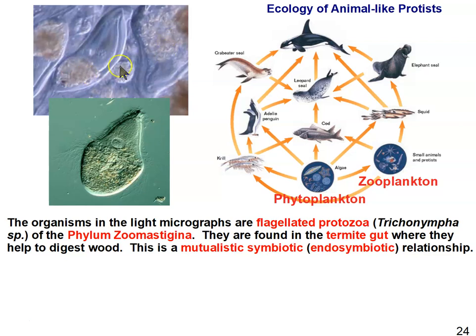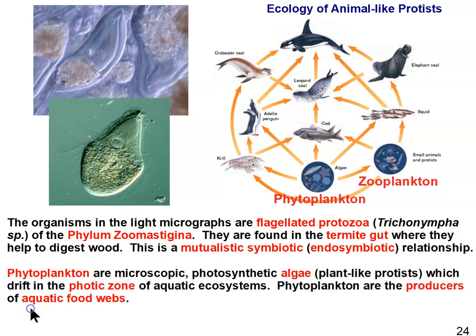So it's almost like a Russian doll situation where the termite has protozoans living inside that help digest the wood, but the protozoans have bacteria living inside them that digest the wood. So it's endosymbiosis within endosymbiosis going on to allow termites to be able to digest wood.